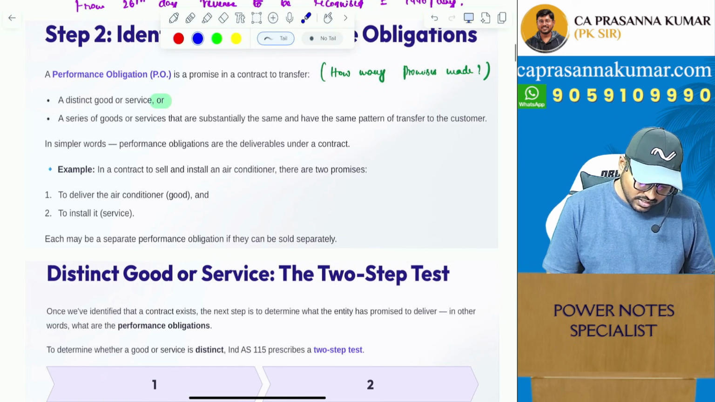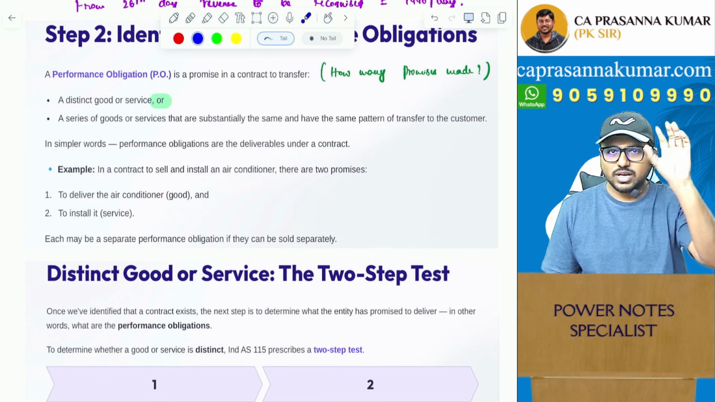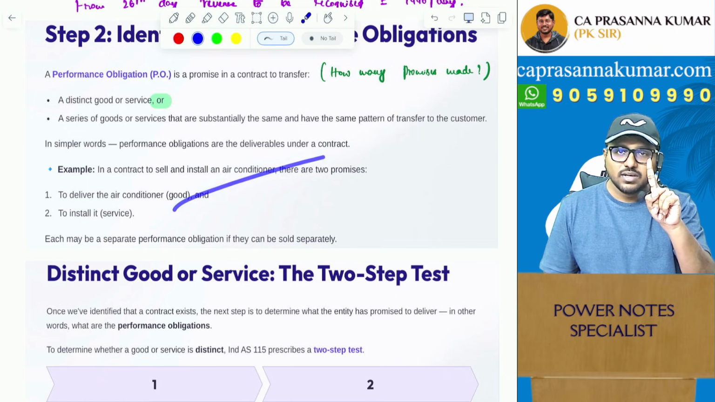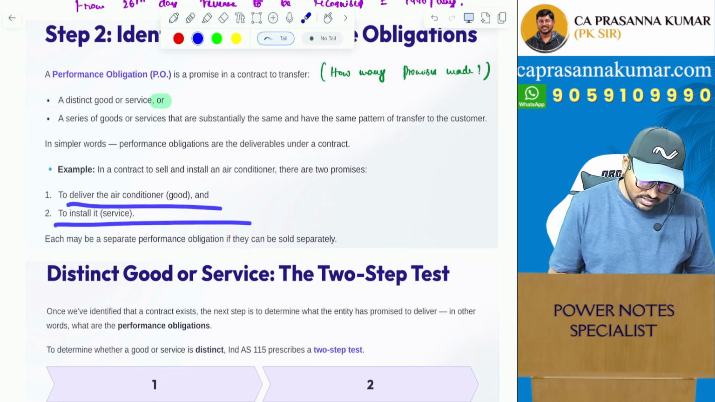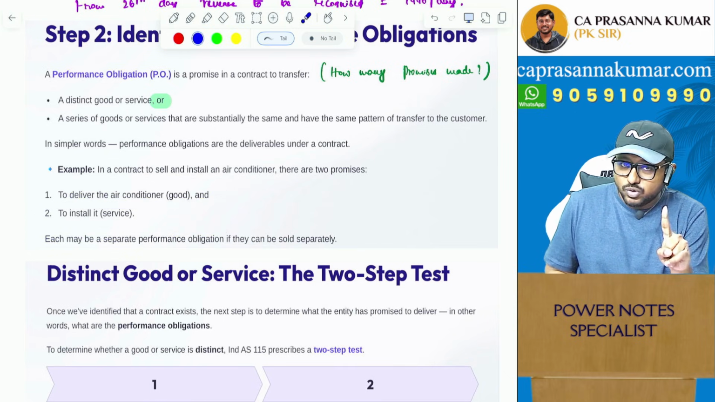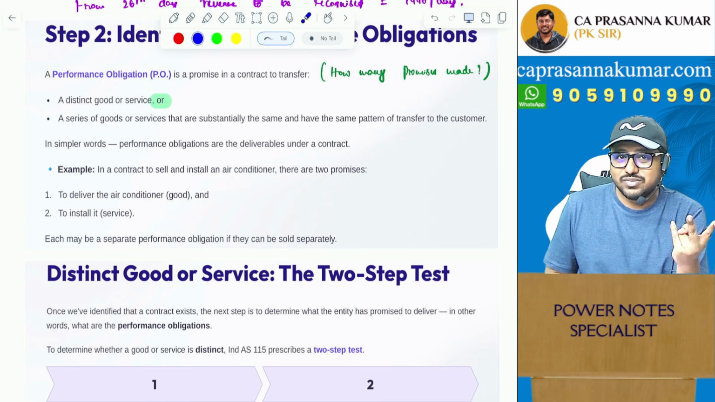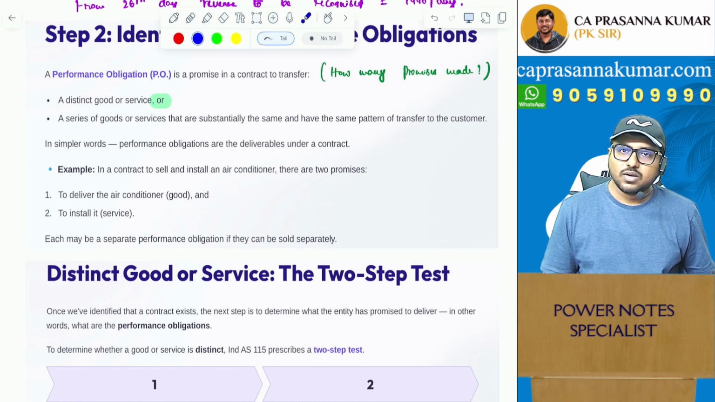In simple words, performance obligations are the deliverables under a contract. For example, in a contract to sell and install an air conditioner, how many POs are there? Very simple, sir. First you deliver the air conditioner, one PO. And after that you have to install that air conditioner, another PO. Simple. Two distinct promises. One is a distinct good, which is the air conditioner. The other is a distinct service, which is installing it. So two promises. Got it?